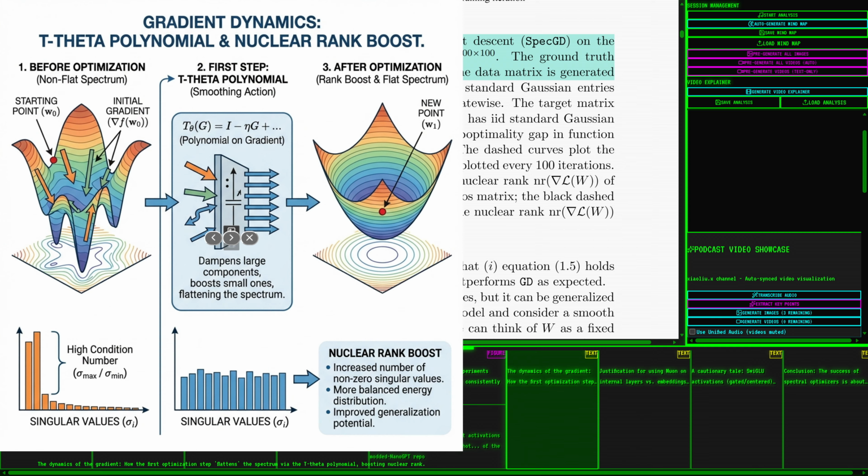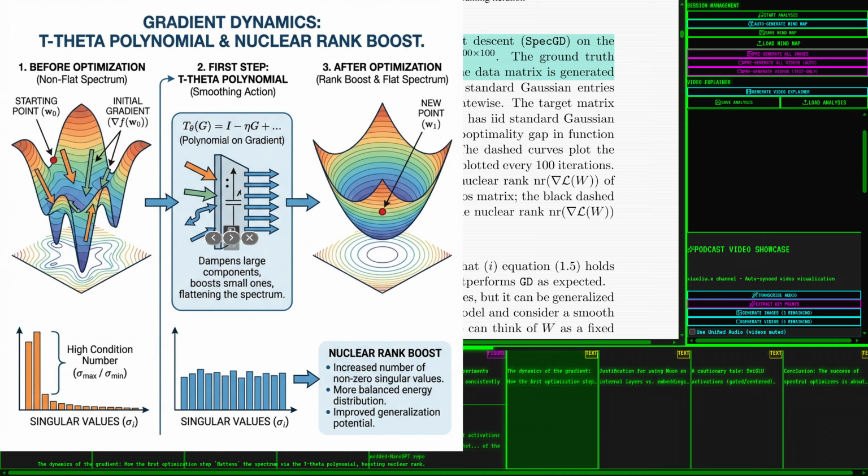Correct. But then watch what happens after just one single gradient descent step. That single step drastically changes the next gradient. The new gradient gets multiplied by this complex matrix polynomial. Let's call it T theta. T theta. Okay, that sounds pretty dense. Is there an analogy for what that matrix is actually doing?